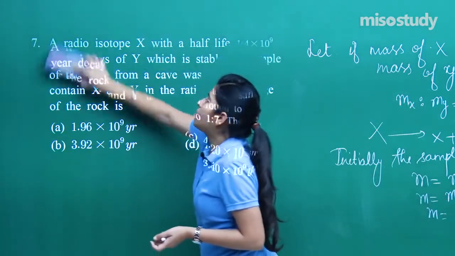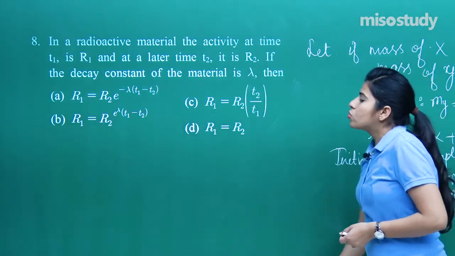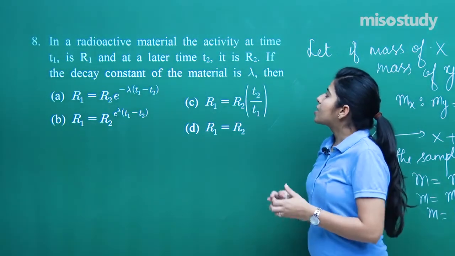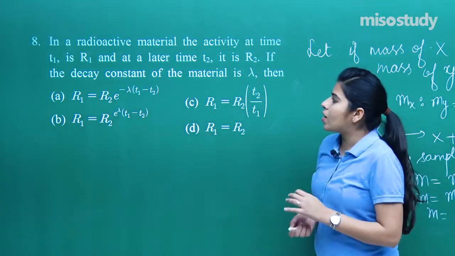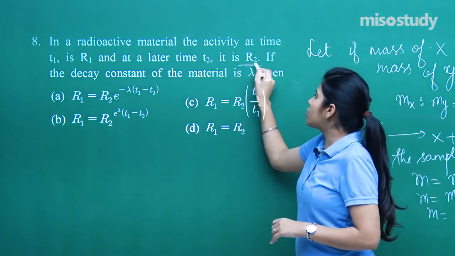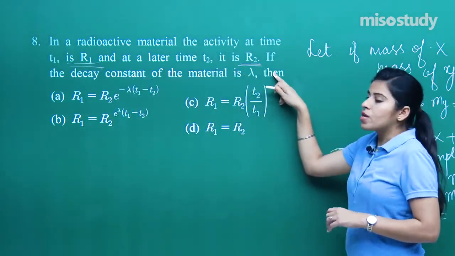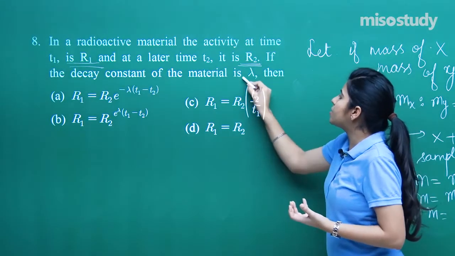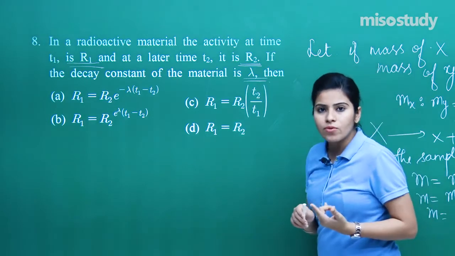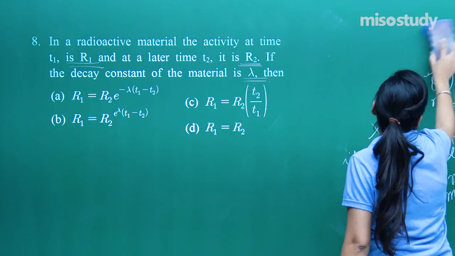That will be question number 8. Before me, I can see that in a radioactive material, the activity at time t1 is R1, and at a later time t2 it is R2. If the decay constant of the material is lambda, then which option is correct? We have to choose any one correct answer. So we will now be doing it. How to proceed?